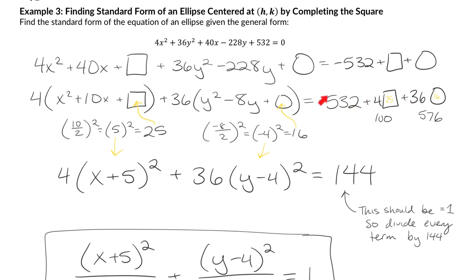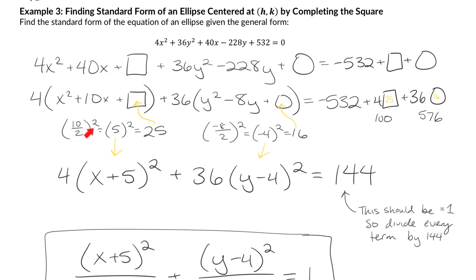Okay, great. This looks horrible, right? Yikes. But now we can complete the square. We do b divided by 2 squared. 25 is the mystery box number. We do b divided by 2 squared. 16 is the mystery box number. So I put 25 and 16 in all of the boxes. 4 times 25 is 100. 36 times 16 is 576. So negative 532 plus 100 plus 576 is 144. Just added all those things together.